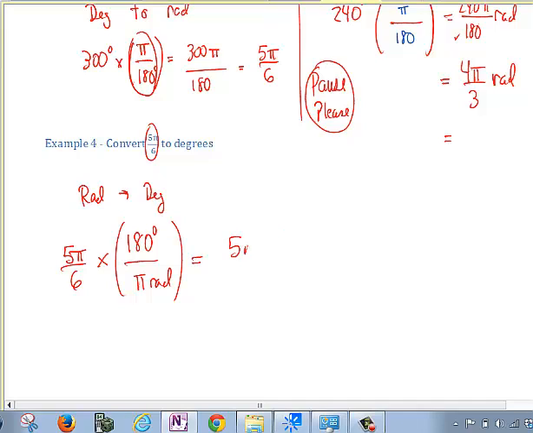If you notice, we get 5 pi times 180 over 6 pi, and the pi's cancel. And you end up having 5 times 180 divided by 6, and the units of degrees are still there. So this is going to end up being 300 degrees when all the canceling is taken care of.